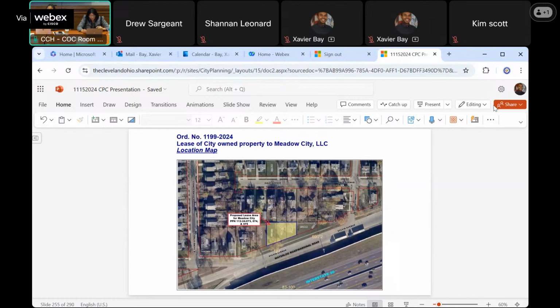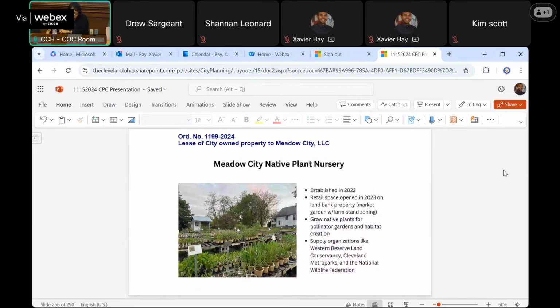Yeah, this is the site we're looking to lease. It's just off of Waterloo Road near Interstate 90. These were remnant parcels that were acquired by the city when the interstate was built. Next slide. So Meadow City, they have a kind of unique operation in that they grow native plants from seeds that are only native in Northeast Ohio. And some of the organizations they supply are Western Reserve Land Conservancy, including Metro Parks, the National Wildlife Federation.